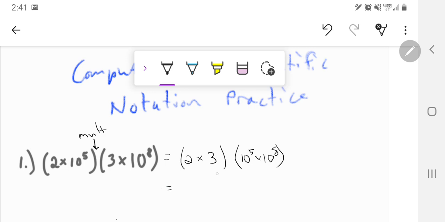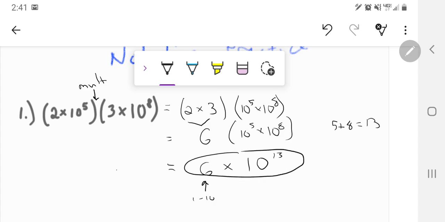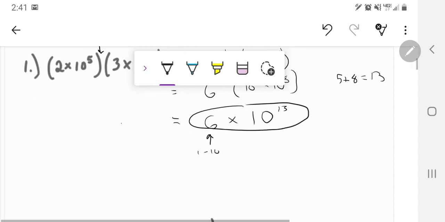Second step would be to actually multiply. And third step would be to use the product of powers property. And when we do the product of powers property, we're going to add the exponents. So 5 plus 8 equals 13. Now we check to make sure that's between 1 and 10. It is, so we can confidently circle and know that we have a number in scientific notation.